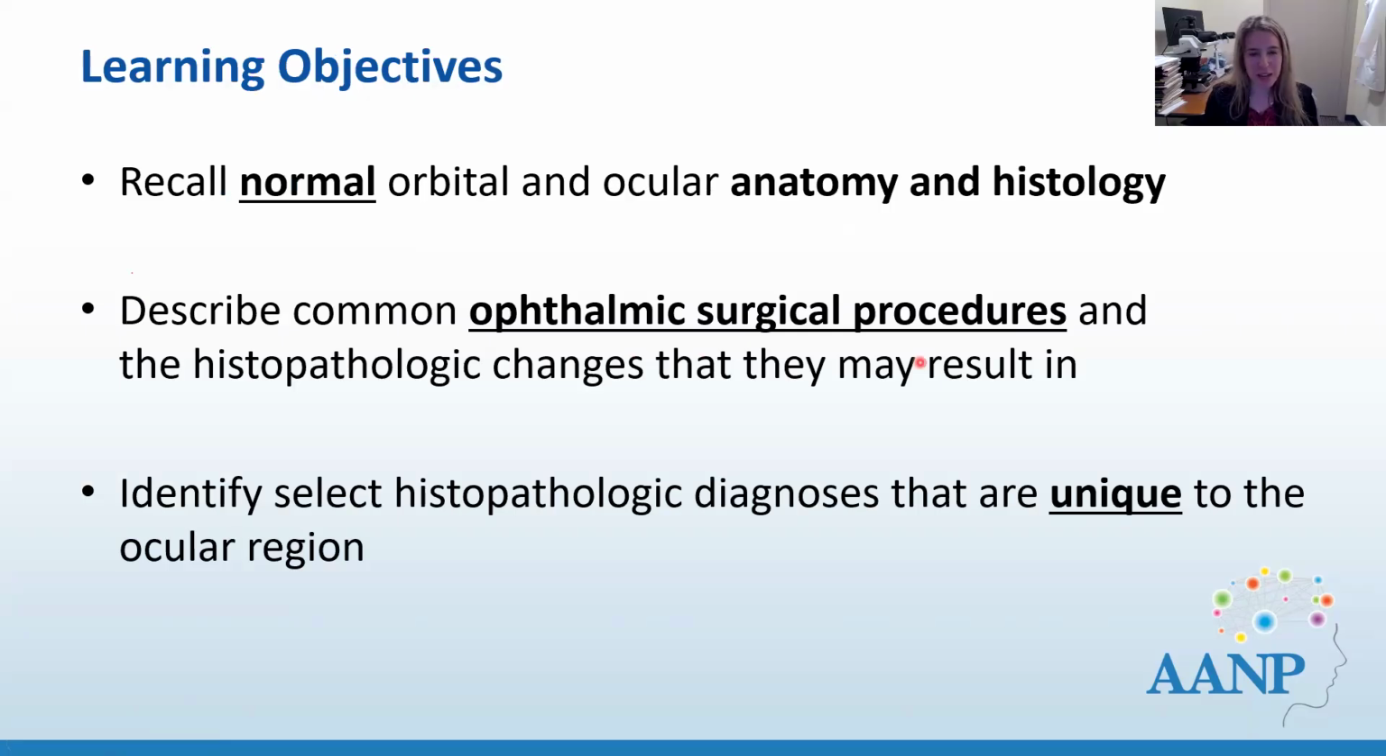And so today I'd like to take a case-based approach, as I was asked to do. And as part of those cases, I'd like to review with you some of the normal orbital anatomy and histology. We also will touch upon some common ophthalmic surgical procedures that are relevant for pathology. And then also we will touch upon some diagnoses that are unique to the ocular region as well.